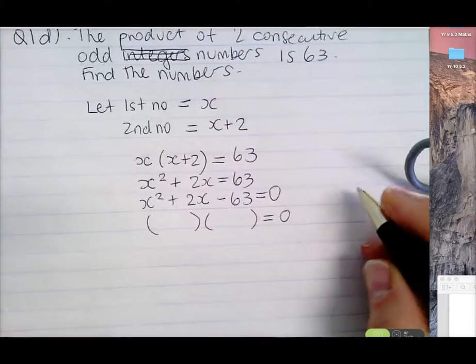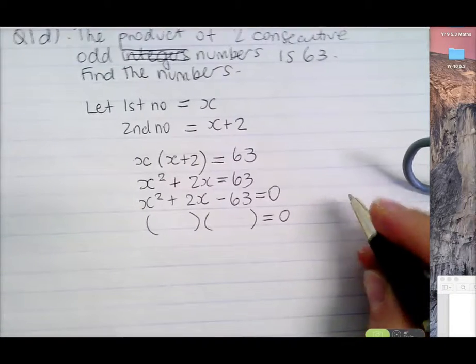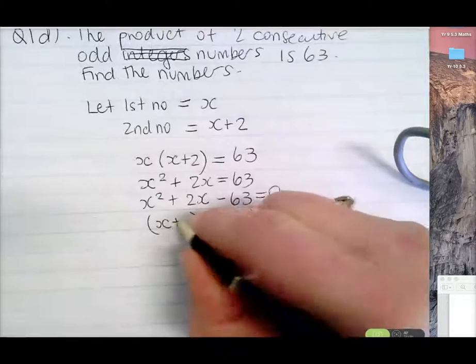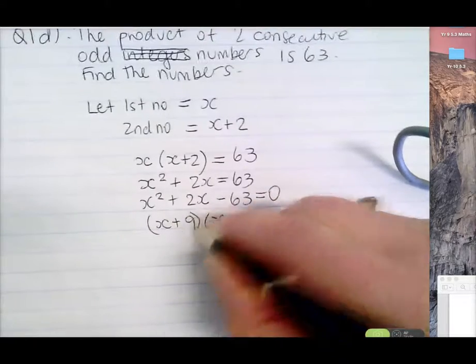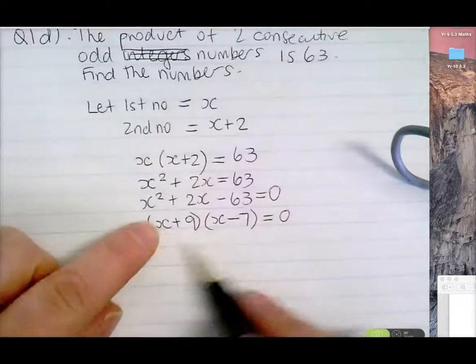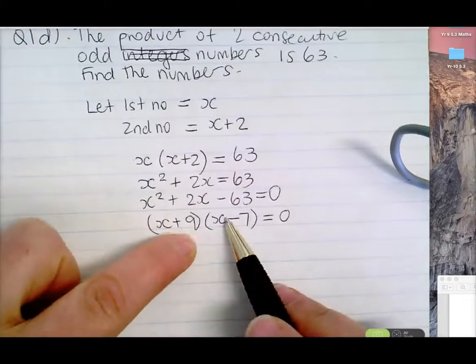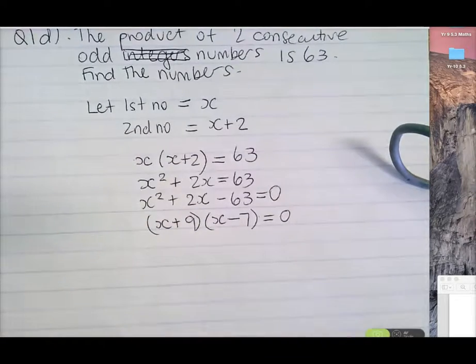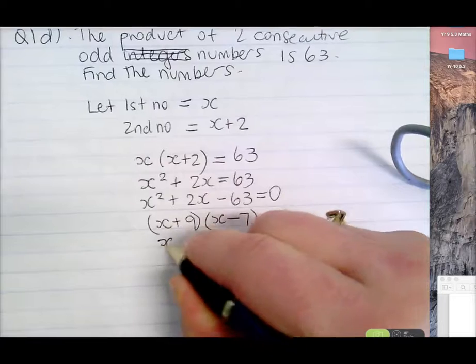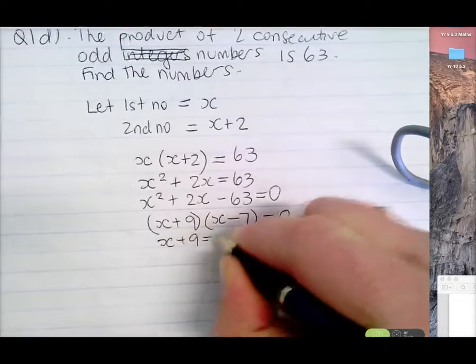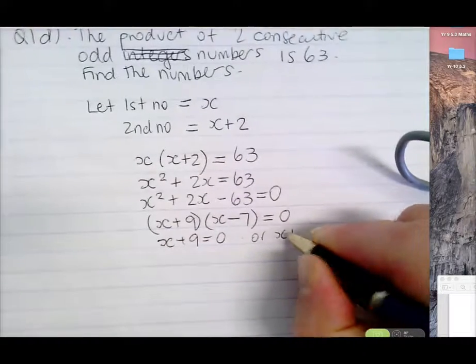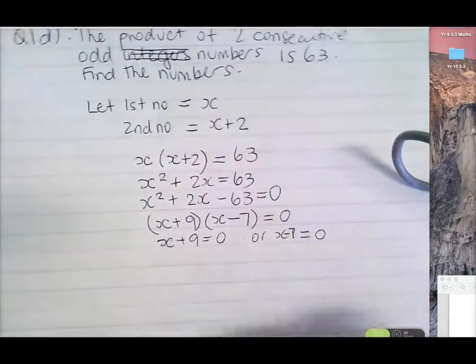Factors of negative 63 that add up to 2. 7 and 9. Which one's more pluses? Negative 7 plus 9. Yeah, plus 9 minus 7. Because you've got x squared minus 7x plus 9x minus 63. So therefore, x plus 9 is 0, or x minus 7 is 0. So what do you get?